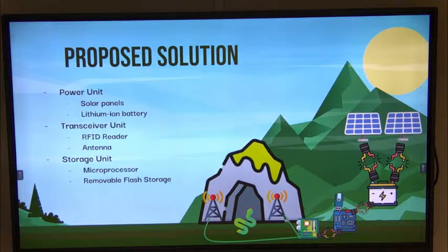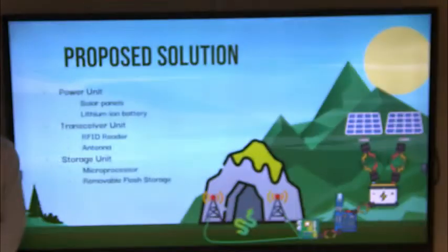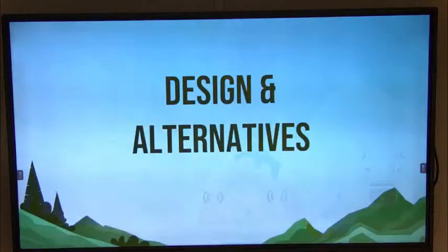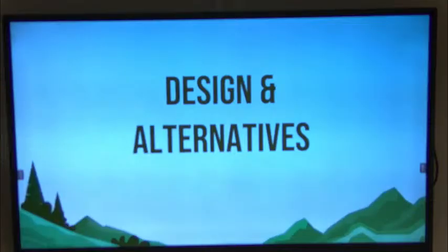We have the transceiver unit, which is composed of antennas and readers, which will gather that tag ID as the snakes pass over them. And finally, our storage/control unit, which will gather all that data, format it, and output it on a CSV file for a client to gather. I'll pass it on to Orlando for a design of the hardware system.